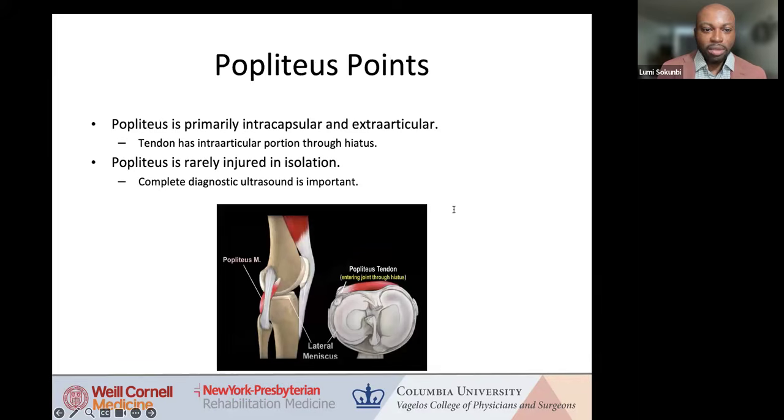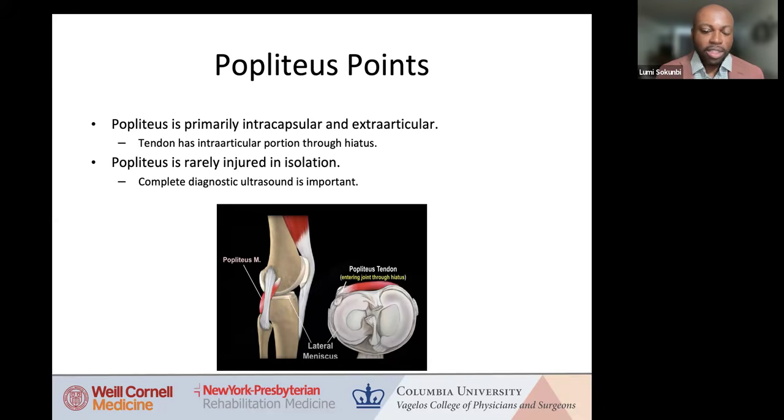So in terms of some take-home points, or Popliteus points, if you will, just understanding that there is that extra-articular and intra-articular portion. Here's another picture of the tendon as it enters the joint through the hiatus. So realizing that there can be more intra-articular or extra-articular pathology, and having that understanding of the full breadth of the Popliteus. And then the big thing is knowing that it's rarely injured in isolation.